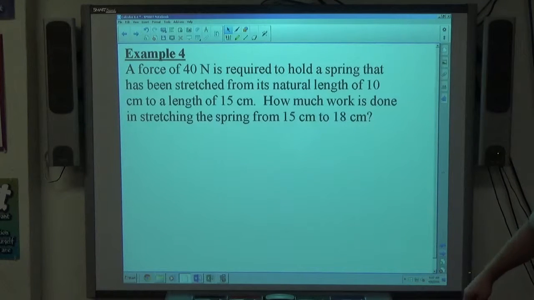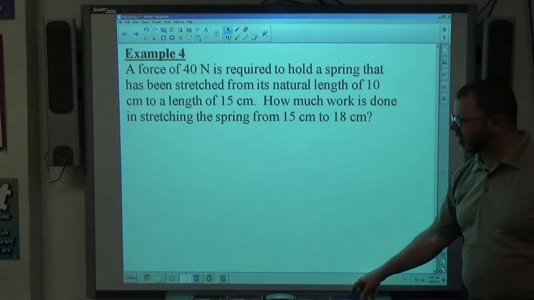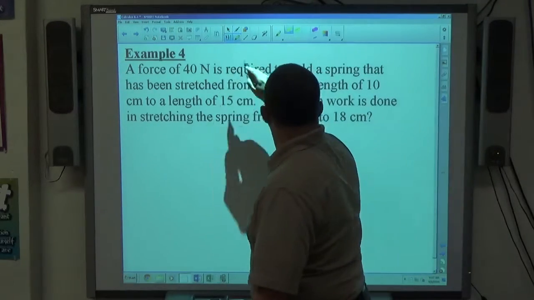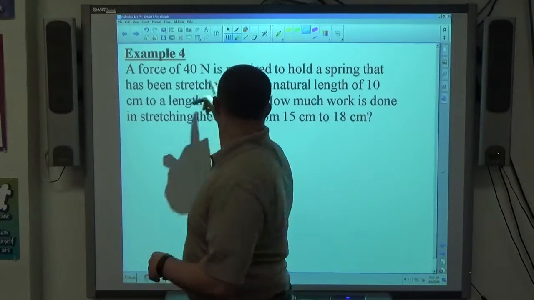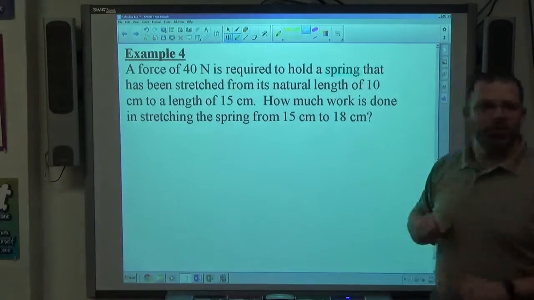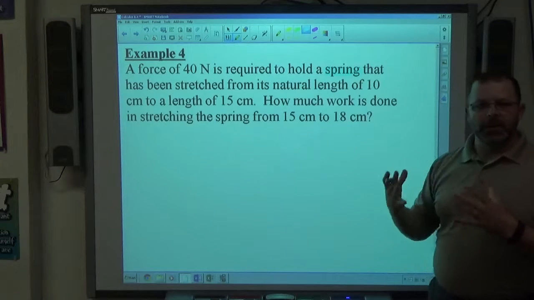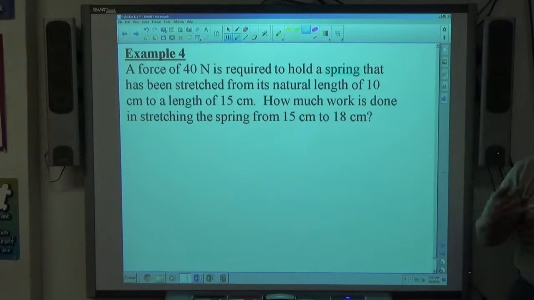Example 4 on the work chapter. A force of 40 newtons is required to hold a spring that has been stretched from its natural length of 10 centimeters to a length of 15 centimeters. Okay, first off, when you're doing a spring problem, it'll have the word spring in it. They're going to tell you how much force is required to hold the spring in place.